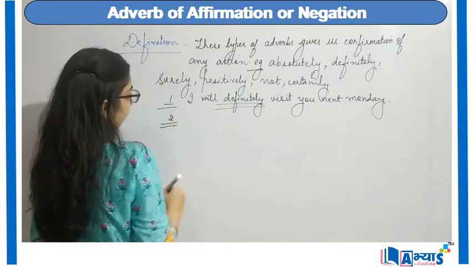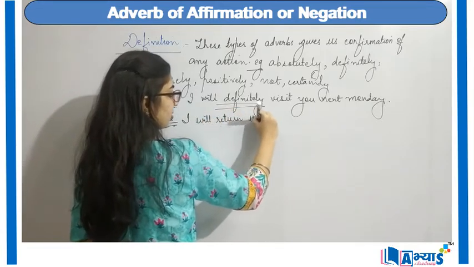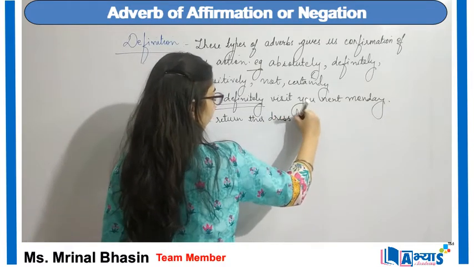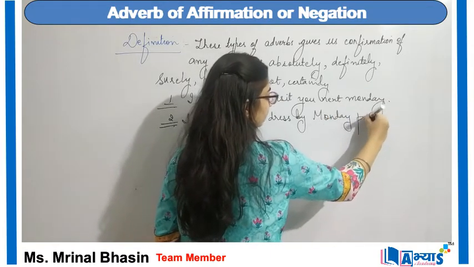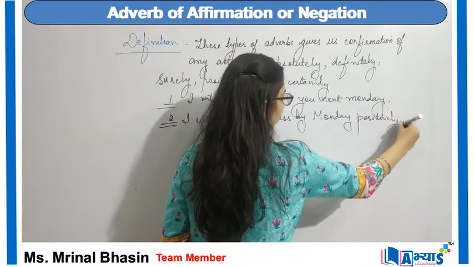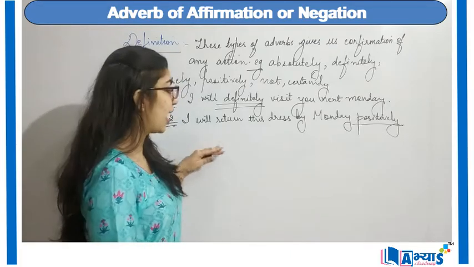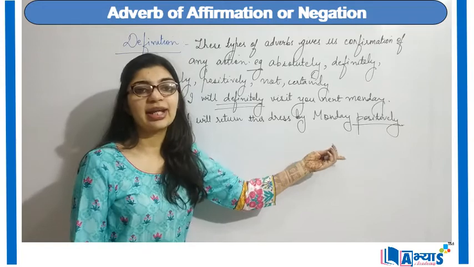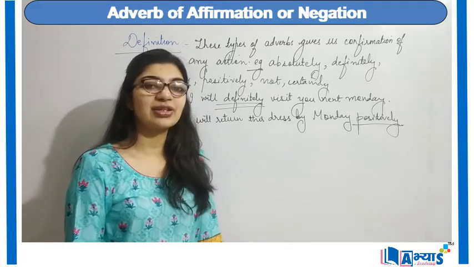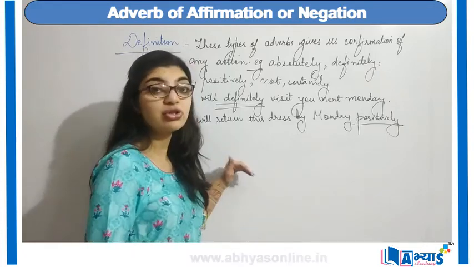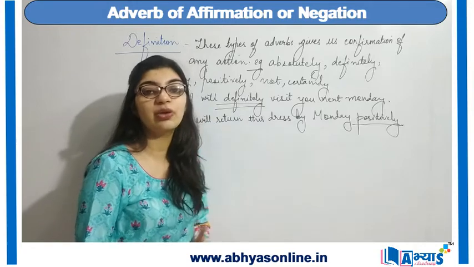Another example can be, I will return this dress by Monday positively. Now again I am making use of the word positively because I am sure that I will be needing the dress only till Monday, and after Monday or by Monday I will definitely return the dress because then my action or my need will be over. So if I am sure about that, only then I will be using the word positively, and here positively is the adverb of affirmation.